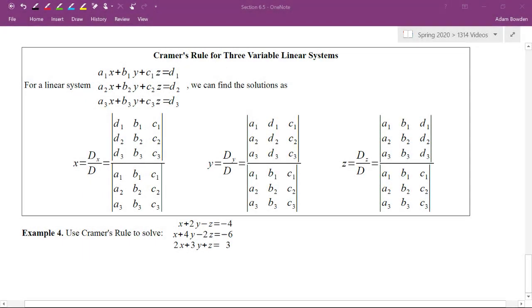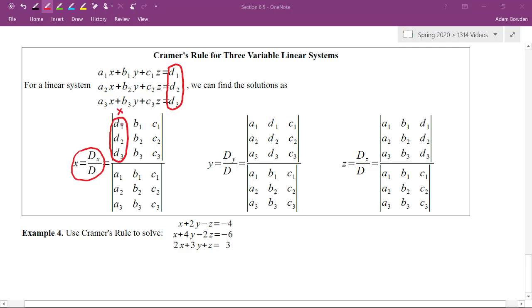So with 3 by 3 determinants, we can actually do Cramer's rule for a 3-variable system of linear equations. And so here's how Cramer's rule sets up with 3 variables. X is still dx over d, but the dx on top, we take the x column and put the constants down this column. So the constants are the letters d now in this case. A's go for the x's, B's go for the y's, and C goes for the z coefficients.